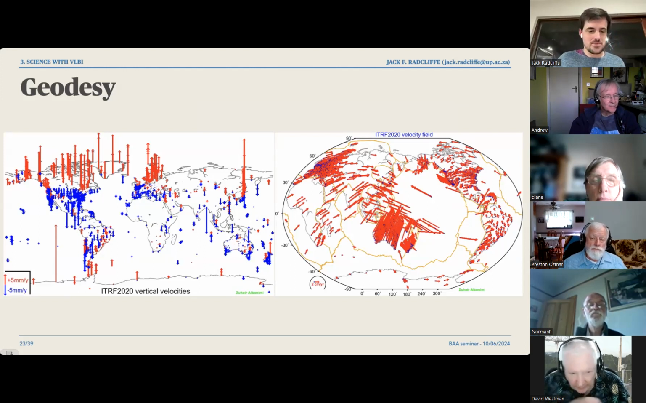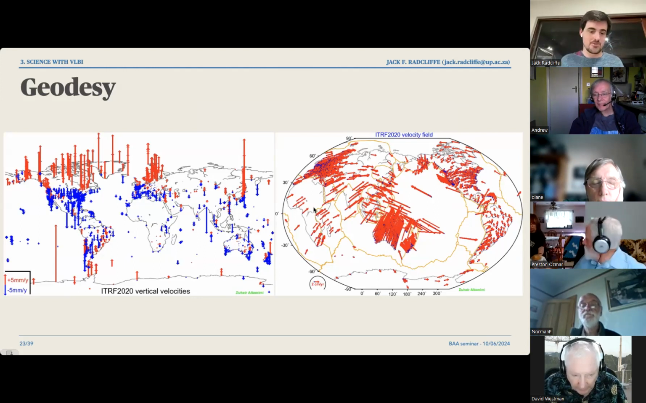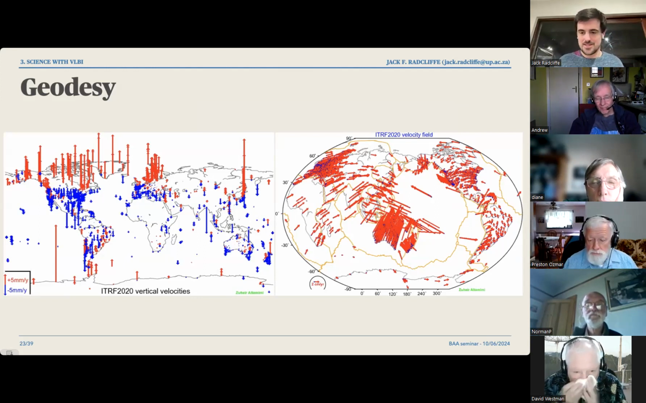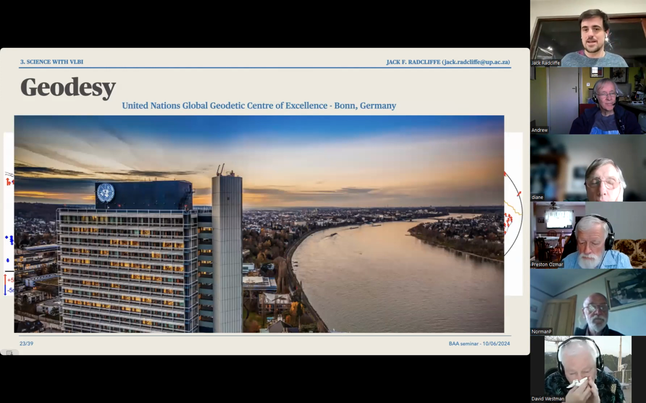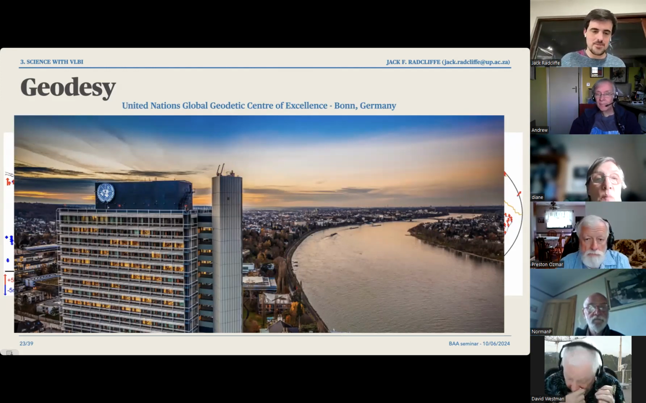And geodesy is really, really important. And I'm not a geodesist, so I'm not going to talk to you all for another hour about this. But it's becoming extremely important because it's integral for our GPS working. It's integral for many parts now in agriculture because you've got GPS controlled tractors and things like this. And because of this, the United Nations now have a geodetic center of excellence in Bonn. This has just been set up back in 2023.